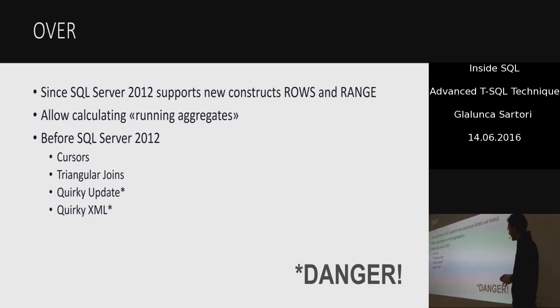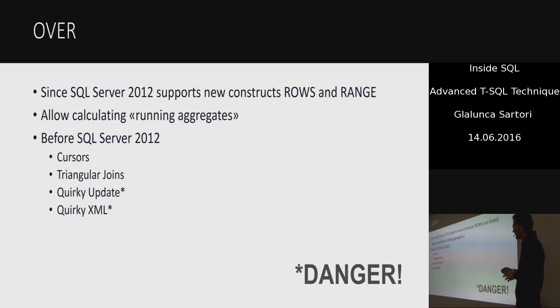Then we have two solutions that are called the Quirky Update and Quirky XML. Quirky, the name says it all. It's dangerous, it's not guaranteed to work, but it actually does work. It's based on observation, the fact that it works, and not on any documented behavior. Basically it takes advantage of a quirk in the update syntax, which allows you to assign some value at the same time to a column and to a variable. And that variable can be incremented when you reach the next row.